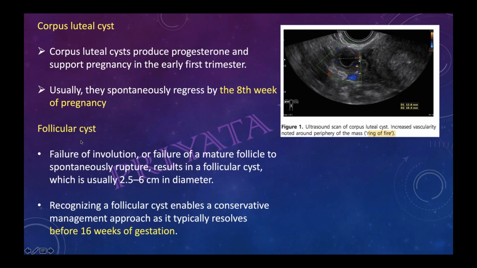Apart from this, follicular cyst, we already know, usually they are less than 6 centimeter. If you are doing a scan for a first pregnancy patient and you find a cyst, usually we'll do nothing, we'll wait, because before 16 weeks it will resolve by itself. So just remember these two: corpus luteal cyst goes away by 8 weeks of pregnancy, follicular cyst, usually less than 6 centimeter, will go away by 16 weeks of pregnancy. From both of these numbers I have seen questions.